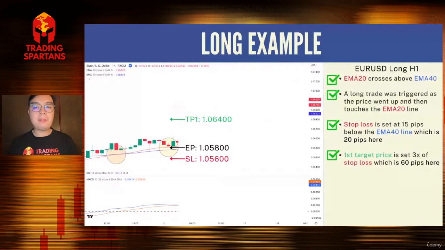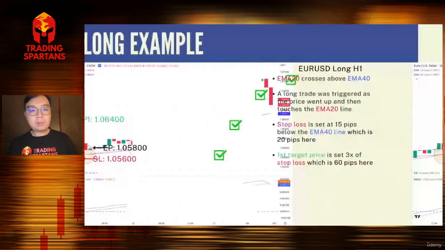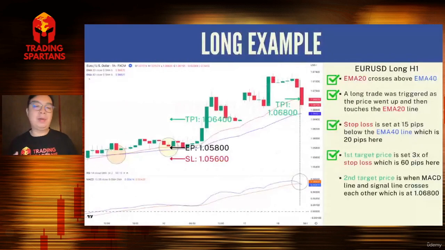Okay, and then what happens? Price moves up higher, and price didn't hit our stop loss, which is great. So we will close part of our trade when price hits our first target price, which is at 1.064. And as you can see in the chart, price indeed hit our first target price. Then price actually moved up even higher and continued moving higher. From then, we shifted our stop loss to our entry price, which is at 1.058.